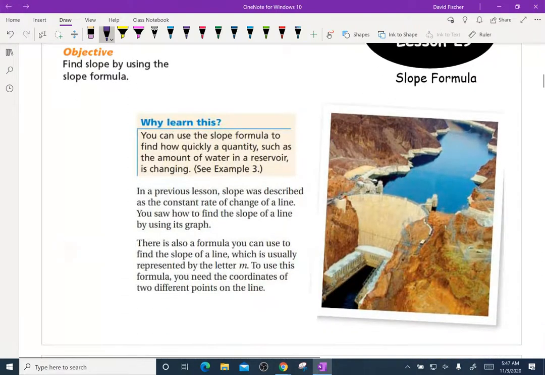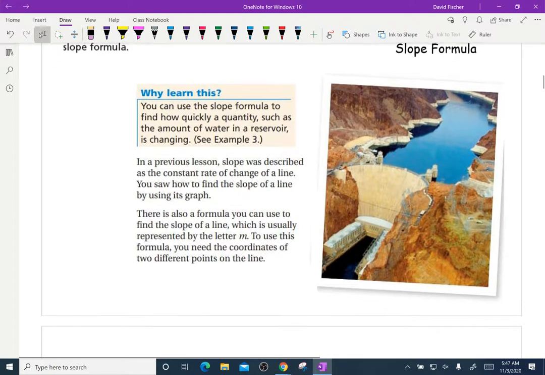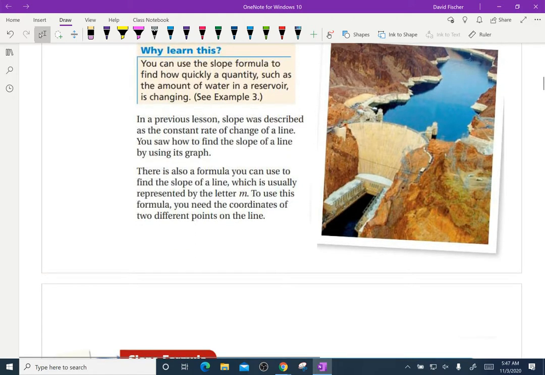All right, so today we're going to find the slope by using the formula. Again, back in Alaska a lot of kids don't know what a reservoir is, but we have plenty of them here in Arizona. In the previous lesson, slope was described as a constant rate of change of a line. You saw how to find the slope of a line by using a graph. There's also a formula you can use to find the slope of a line, which is usually represented by the letter m. Very important: you can write the word, or you can use the letter m.